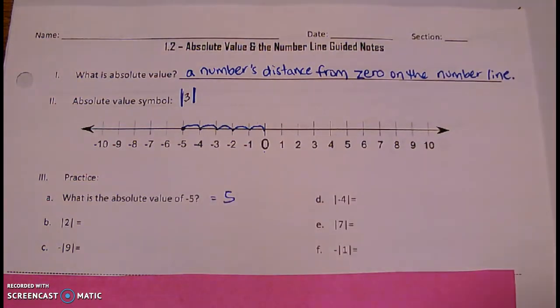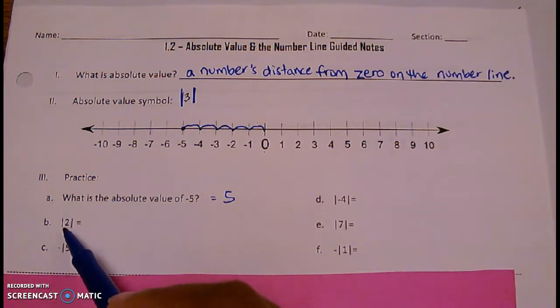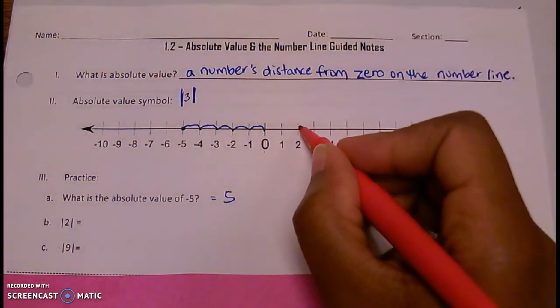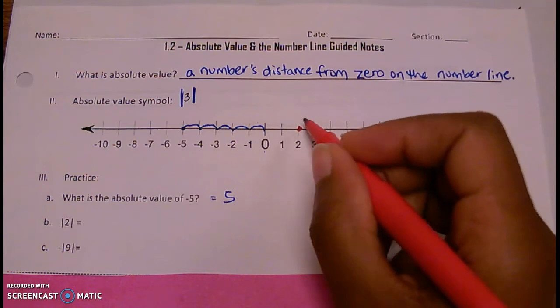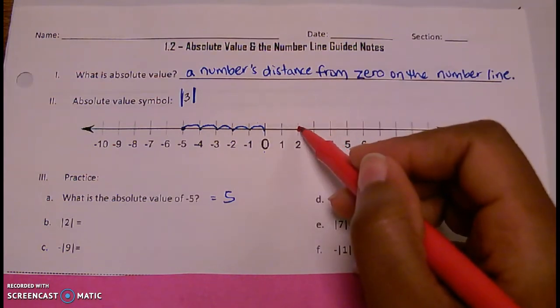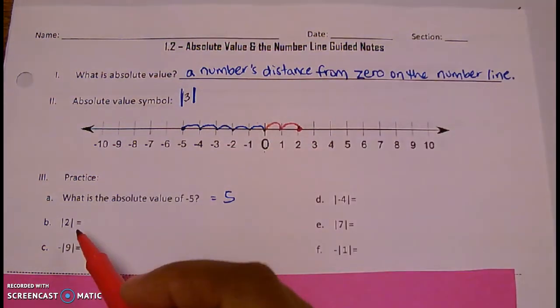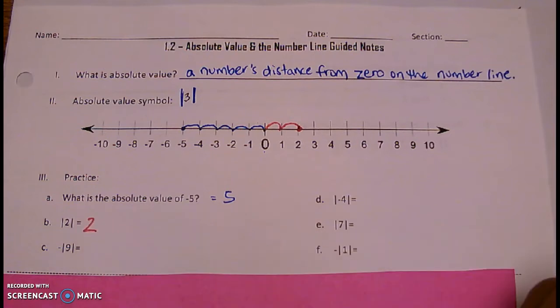All right? The absolute value of 2, well, let's do something similar. Let's find 2 on the number line, and let's see how many hops or what its distance is away from 0. 1, 2. So the absolute value of 2 is 2.